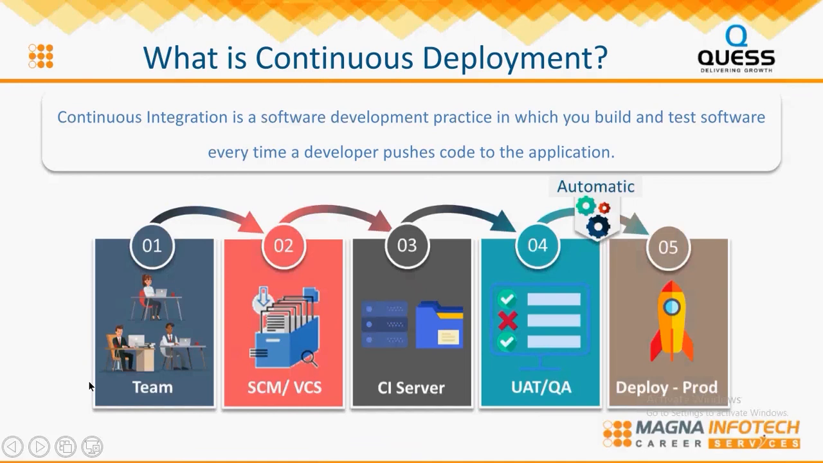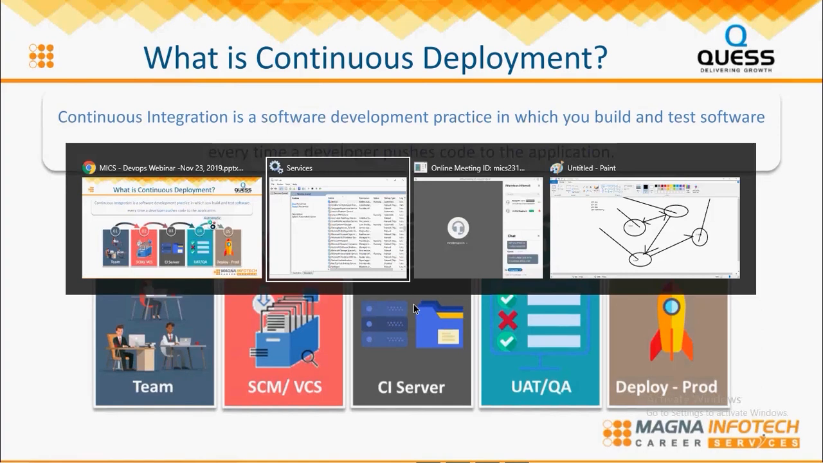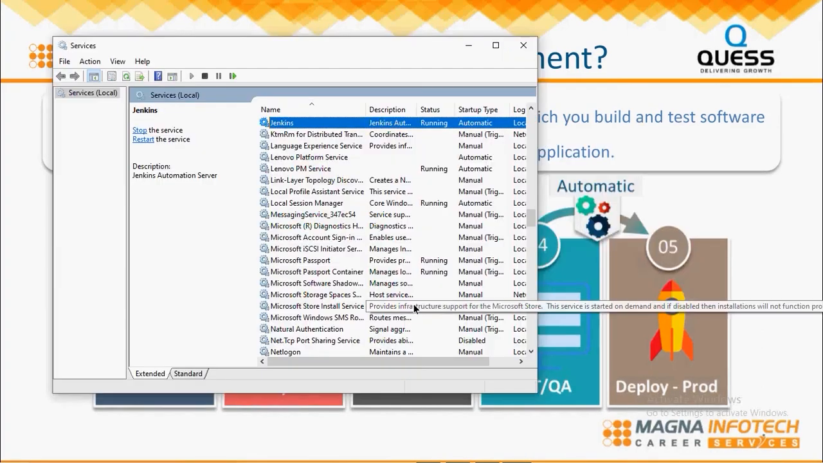What are the continuous deployment tools? Continuous integration is a software development process, and every time a developer pushes the code to the application, the team will put it into GitHub, like some repository tool, and that will go to the continuous integration server. There your UAT people, QA people can test. QA people will test directly here. I'll show you.